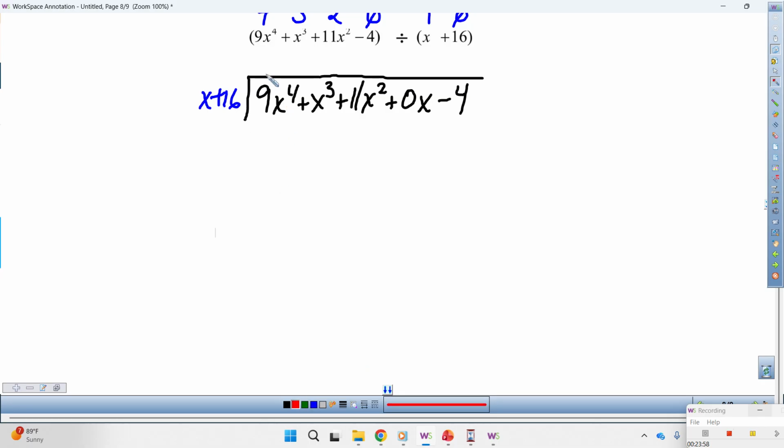To get us started, what number times x gives us 9x to the fourth? Tell your neighbor. All right, good communication. What number, Michelle? 9x to the third. Hands up if you got that. That is correct. 9x to the third times x, that's 9x to the fourth. And 9x to the third times 16, that's positive 144x cubed.